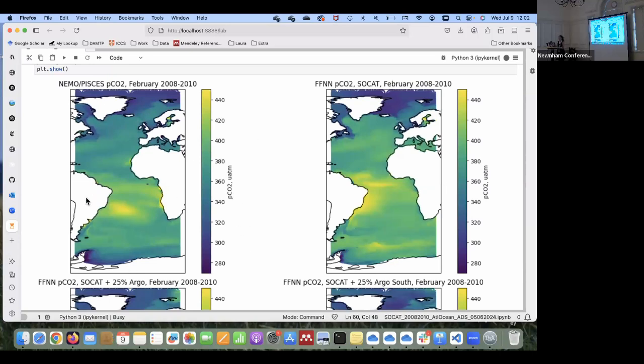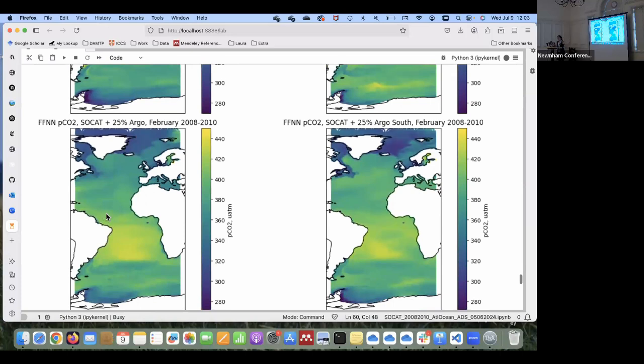The first plot is from the actual model. The second one is from the model plus SOCAT data only. And the last two are from SOCAT plus 25% of Argo floats distributed everywhere, and when we only distribute Argo floats in the subdomain.